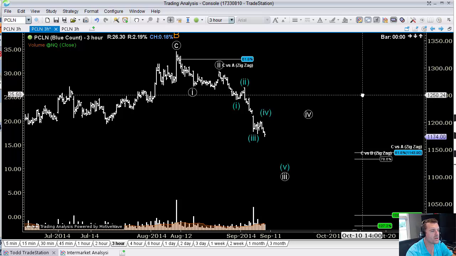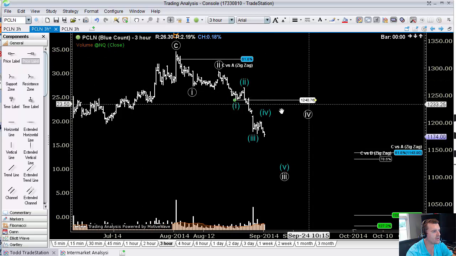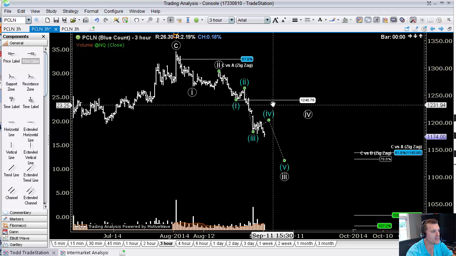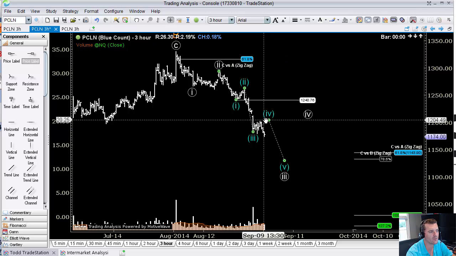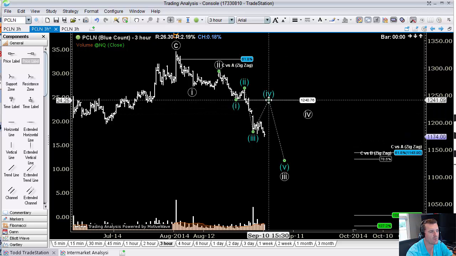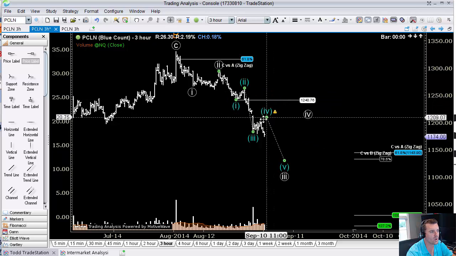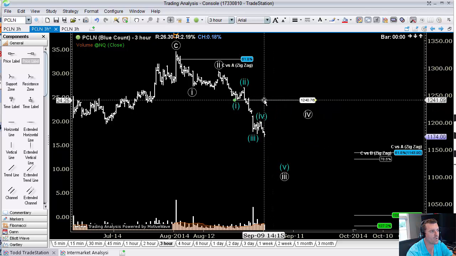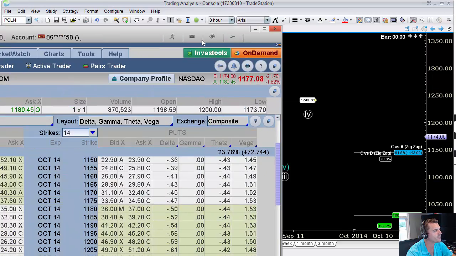Because basically, if this wave count is correct, we should not get above the wave 2 origin. If this wave 4 is going to come back, we should not move into this territory, or else we're going to get an error signal. Okay, so let's leave it there. So I like selling one standard deviation call credit spreads around the 1250 level.